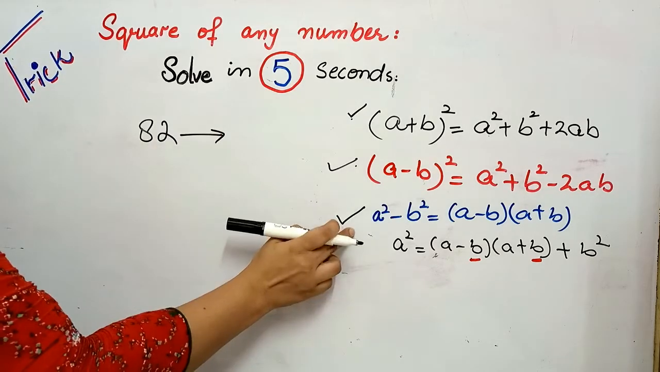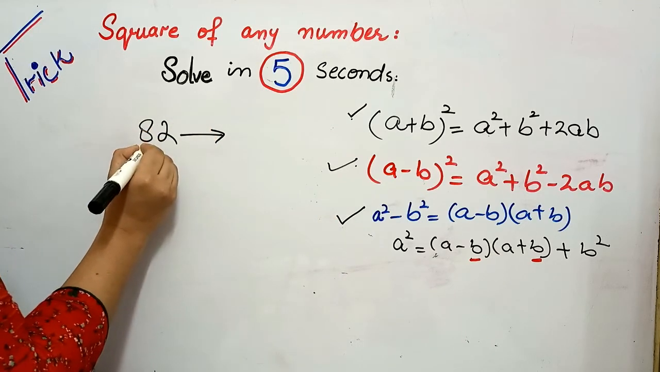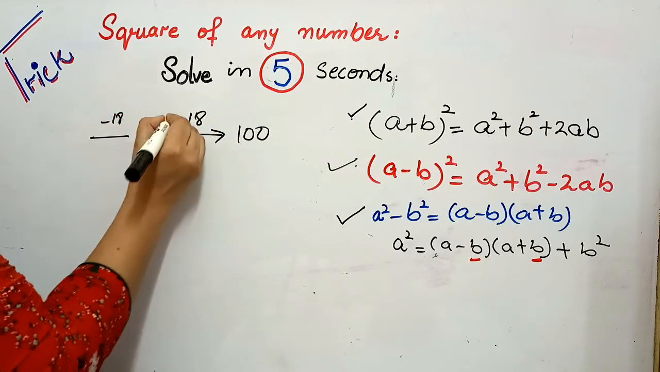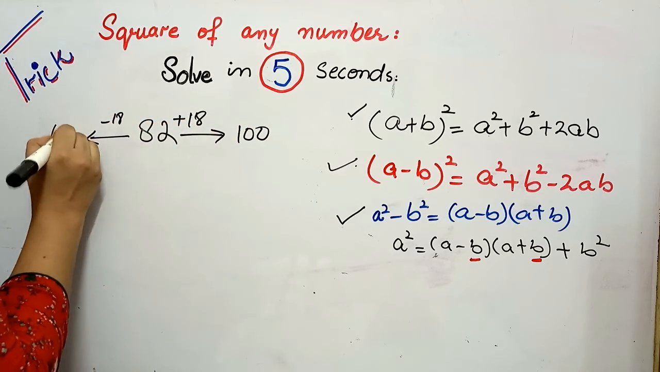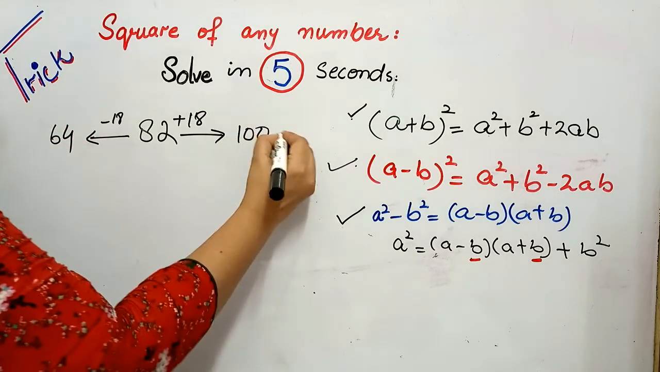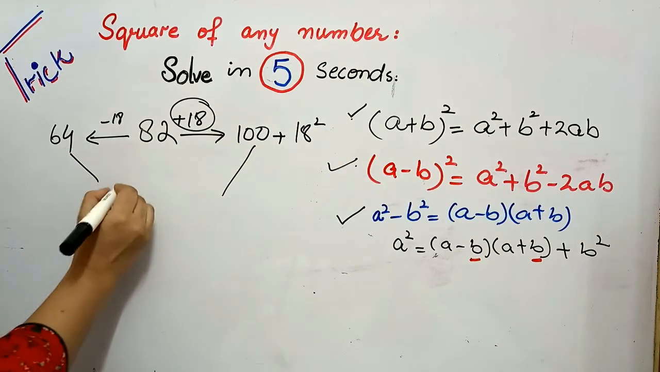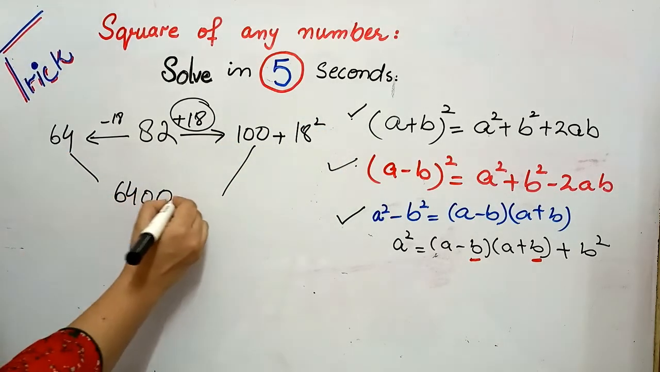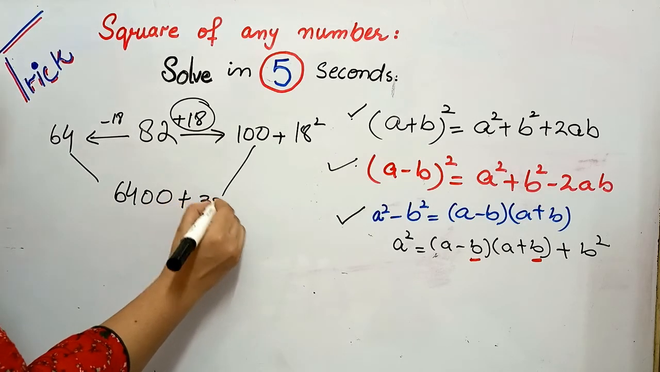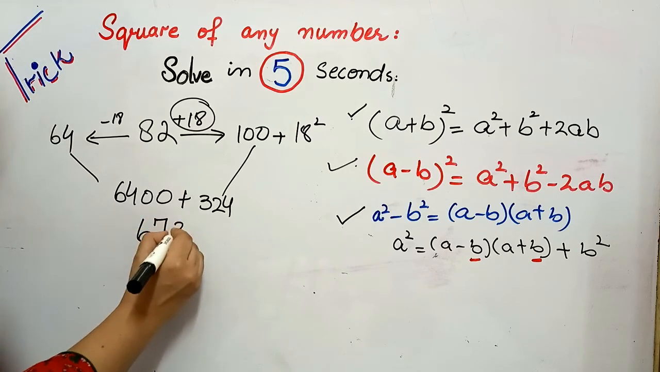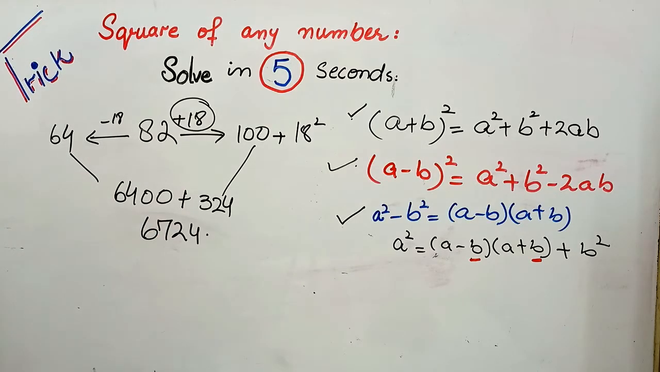And now I am going to use this third trick: if I add 18 to it, it will become 100, and if I subtract it, it will become 64. Fine. And don't forget to take the square of this. Now it will be 6400 plus 18 square, which is 324. If I add it, it will be 6724.